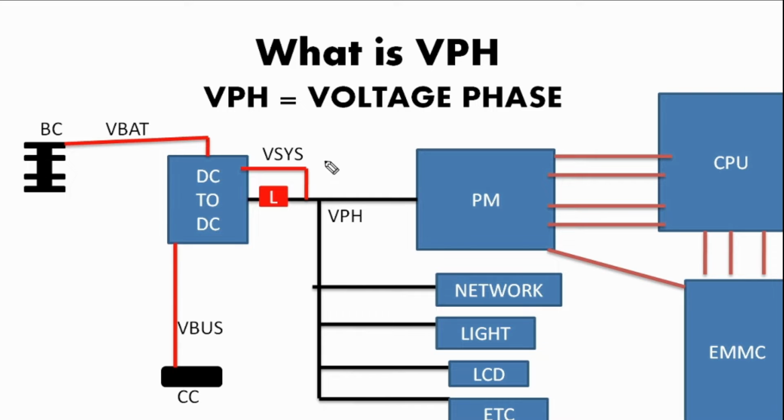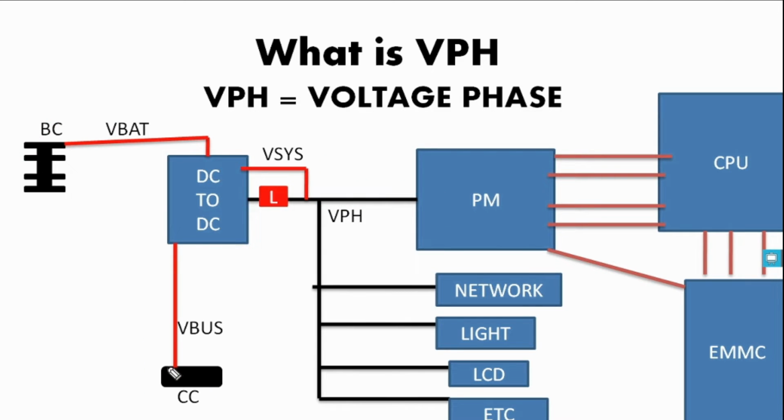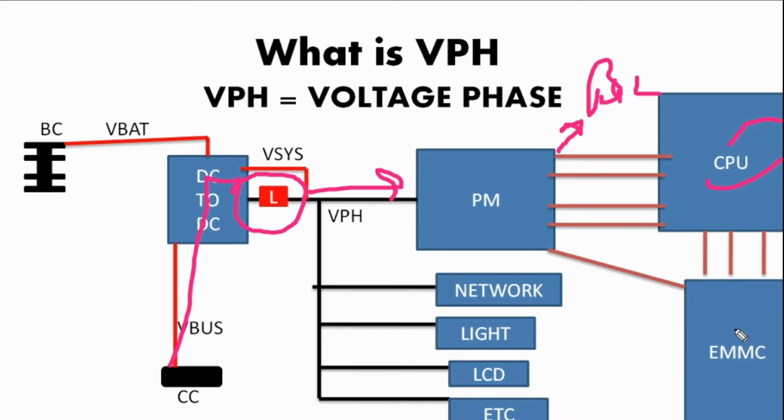So that's why VPH is always voltage, available every time whenever the battery or charger is connected. If you connect the charger, the DC to DC IC switching with the coil makes VPH. After that, the PMIC activates and creates buck lines and also LDO lines, after which the CPU and eMMC activate. This is the process of VPH and the DC to DC IC.